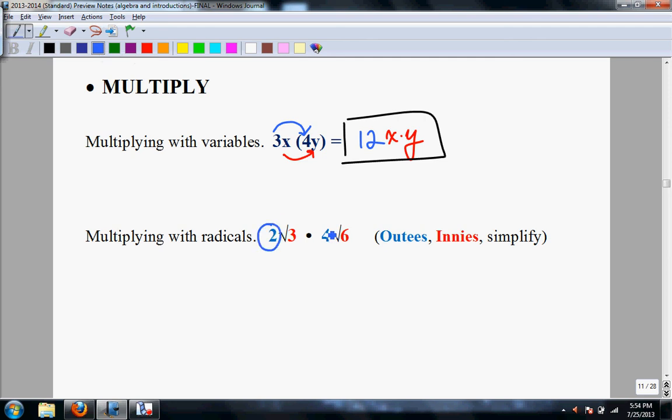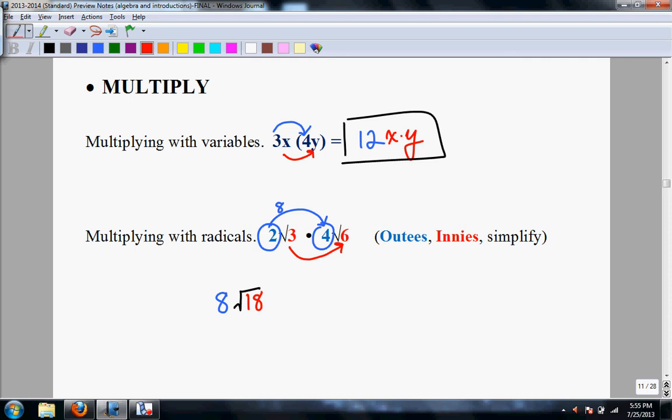I'd like you to circle 2 and circle 4, please. Those are the outies. Draw an arrow, 2 to 4. Now we're going to multiply. 2 times 4 is 8. Square root. Now I'd like you to draw an arrow connecting the innies, which is the root 3 to root 6. 3 times 6 is 18.